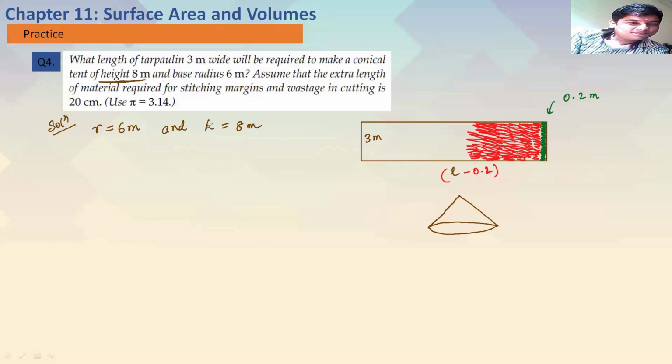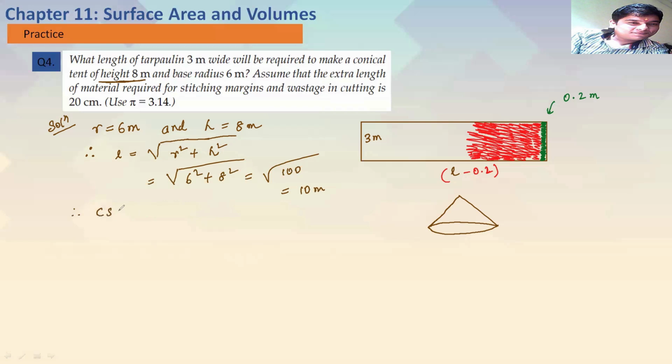So what is going to be L? Can you find out L for me? Sir, L is equal to the same way, root of R square plus H square. That is 6 square plus 8 square, 36 plus 64. That's 100. So that's 10 meters.